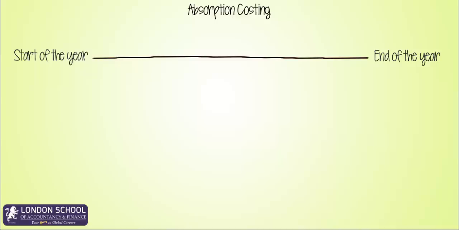So let's say this is the start of the year, and this is the end of the year. Now let's say we are planning that we're going to produce 5 units during the year, right?